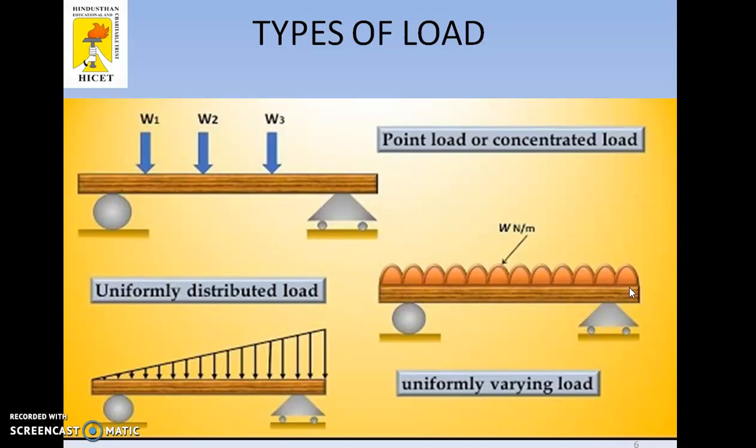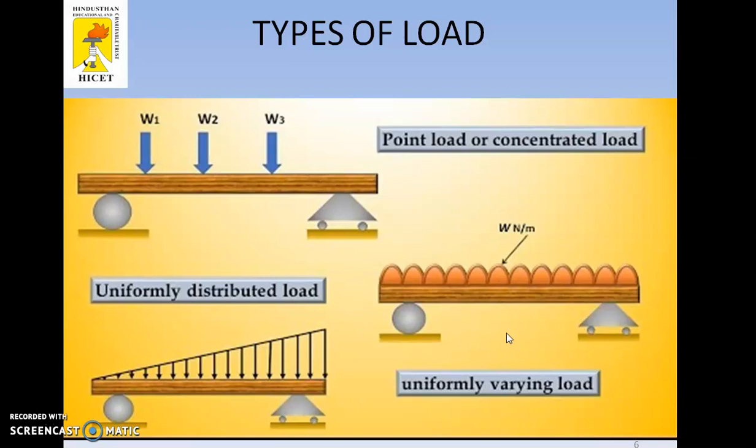So how to calculate the reaction? First thing, you have to convert this uniformly distributed load into a point load. Otherwise we can't find the support reaction. So how to convert the UDL into a point load? You have to calculate the total weight first. The W Newton per meter has some value, right, in terms of Newton per meter. This length will be given in the problem. It is per meter, every 1 meter W Newton.